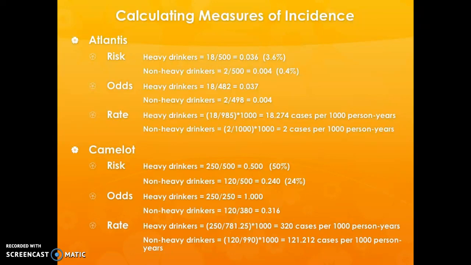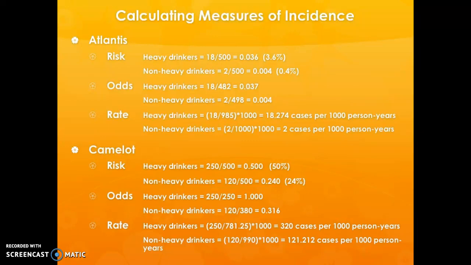And the rate for heavy drinkers is 18 divided by the person years, which was 985 in the previous slide, times the multiplier of 1,000. So you get 18.274 cases per 1,000 person years. In non-heavy drinkers, we got 2 cases per 1,000 person years.